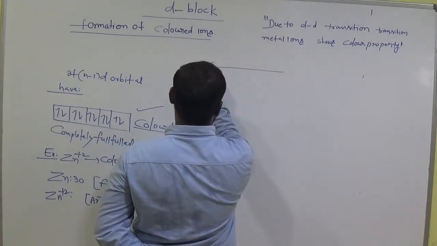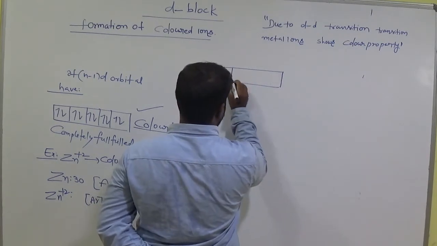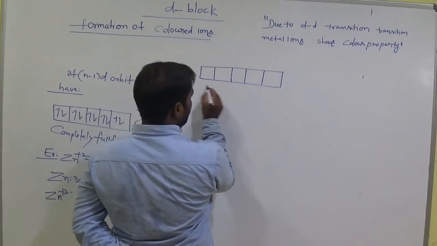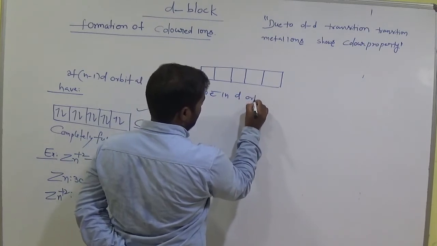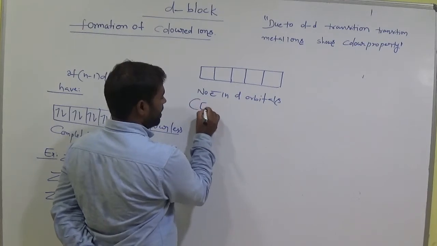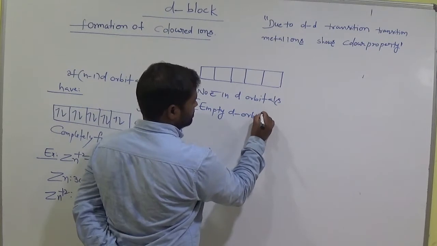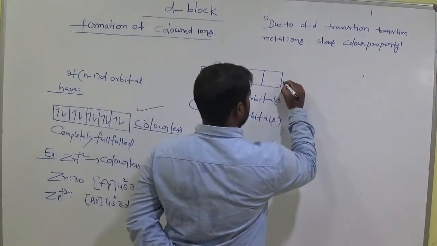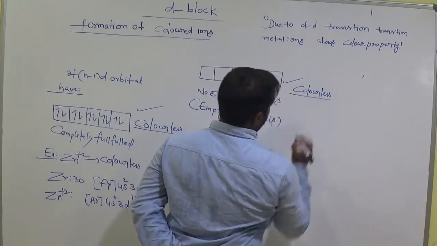And the second condition: empty. In d orbitals, no electrons. No electrons in d orbitals, that is purely empty d orbitals. This condition is also colorless. Keep it in our mind.